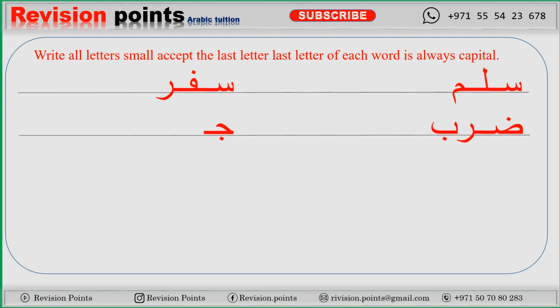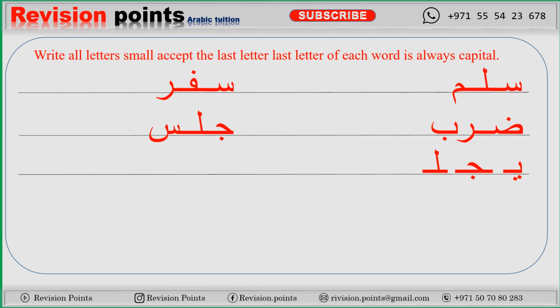Starting shape of Jim, then middle shape of Lam, then Seen is last, so capital, then we will join together. Starting shape of Ya, then middle shape of Jim, then middle shape of Lam, then Seen is the last, so capital. Then we will join together.